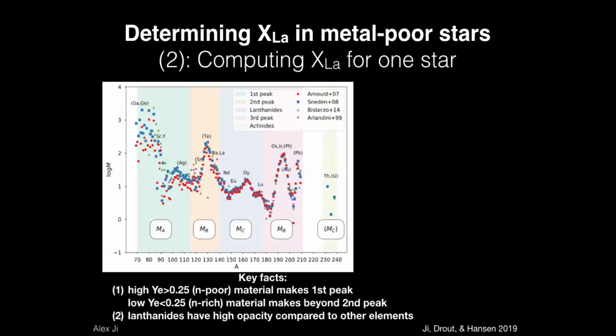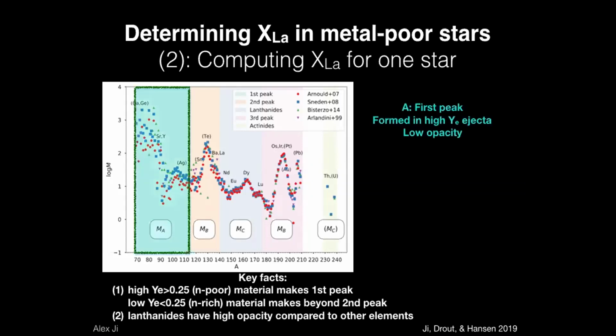And then what we did is we took all of these elements and divided them into some categories based on information that we know about these elements, based on our understanding of the nucleosynthesis and the radiative transfer. The first key fact is that if you have neutron-poor material with high electron fractions, you'll basically mostly make elements that are in the first r-process peak. So that's these elements over here.